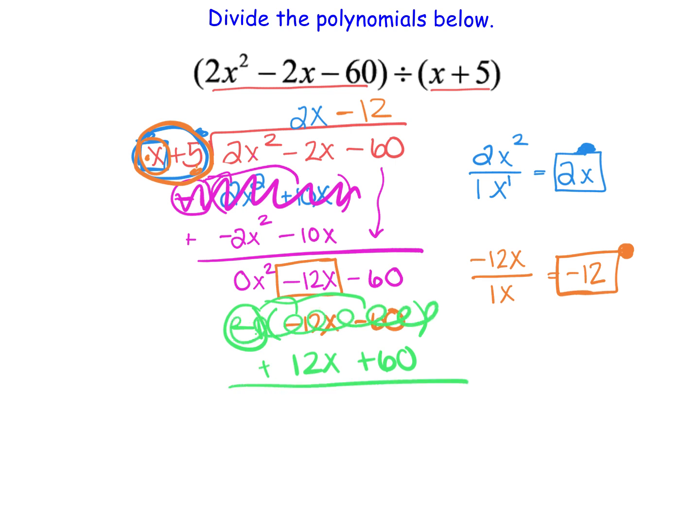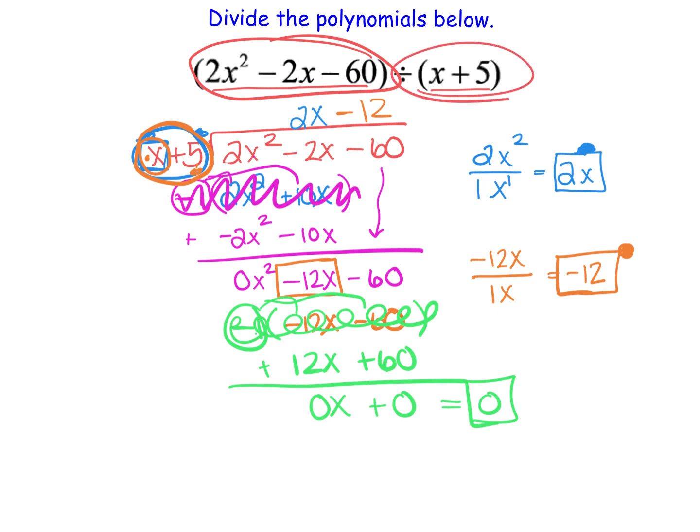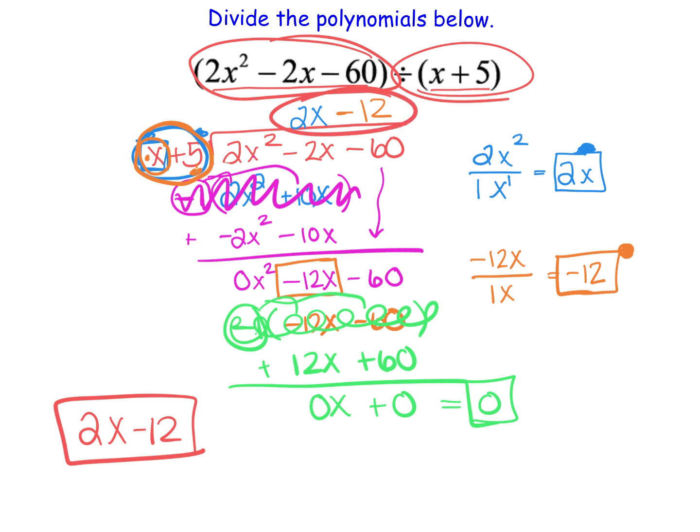So now we can take negative 12x plus 12x, which is 0x, and I can take negative 60 plus 60, which is 0. Now, if you notice here, 0x plus 0 really equals 0. And what that means is that our division problem is over. Essentially what we've discovered is that if we take that first term, negative 2x squared minus 2x minus 60, and divide it by x plus 5, we're going to end up with an answer of 2x minus 12, which you can see stored in a couple of places. It's above here, or it's these two terms I found along the side.